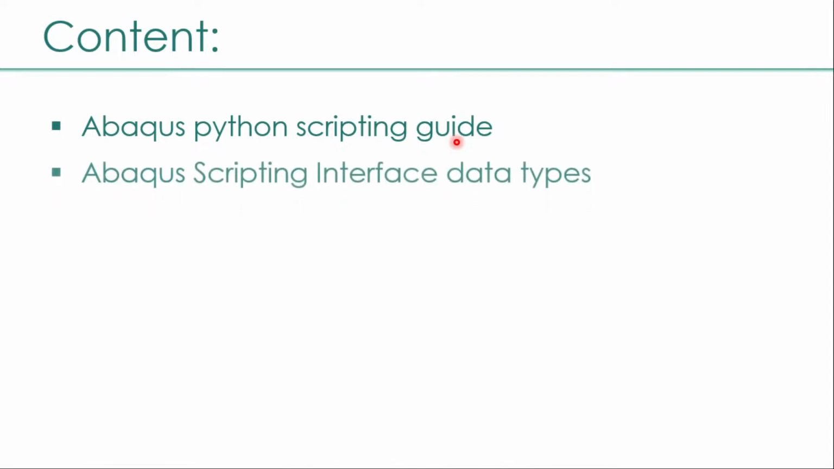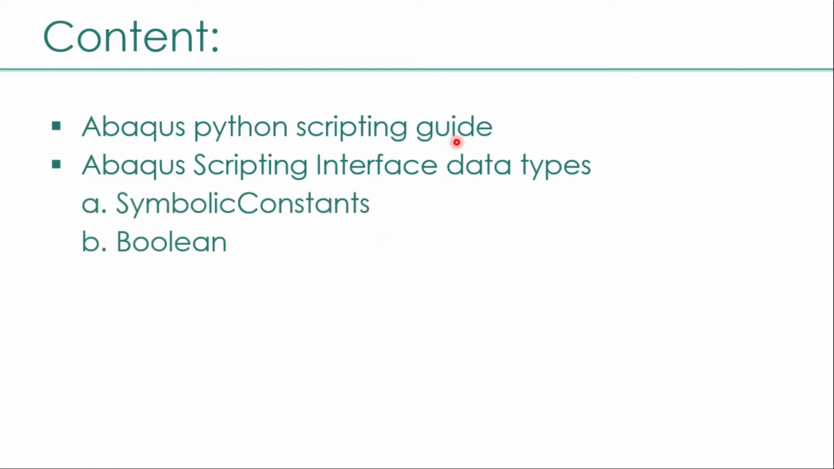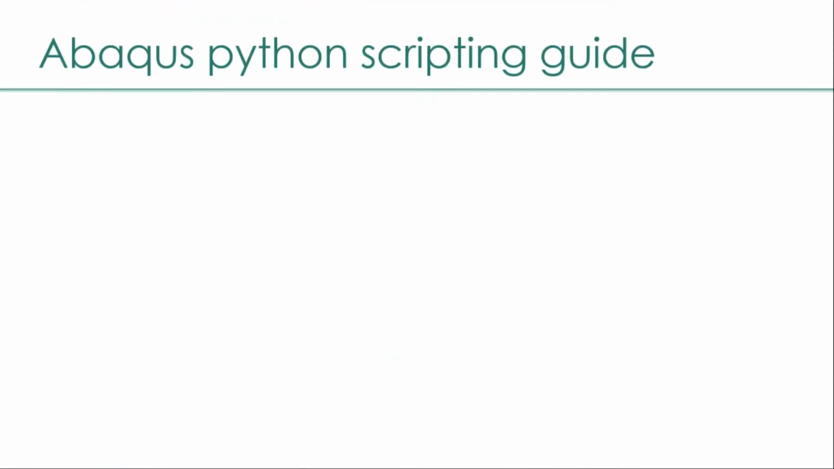Next we will see the Abaqus data types that Abaqus has added to Python. Briefly, we will see mainly three types of data types: symbolic constants, booleans, and repositories. And at the end, we'll see different styles of importing modules, how they are different from each other, and what difference it makes. Now let's go ahead with reading the Abaqus scripting reference guide.